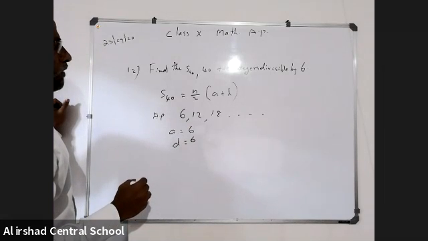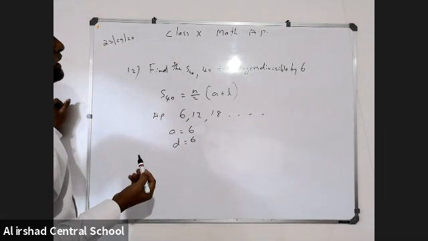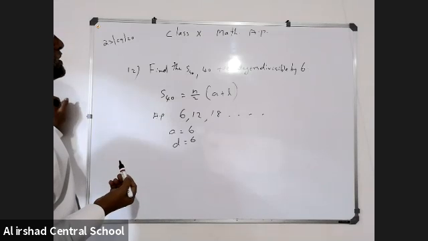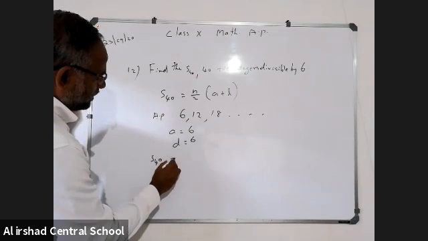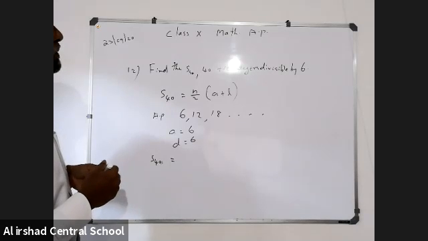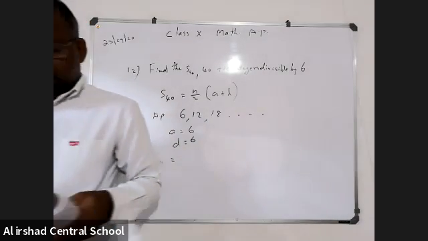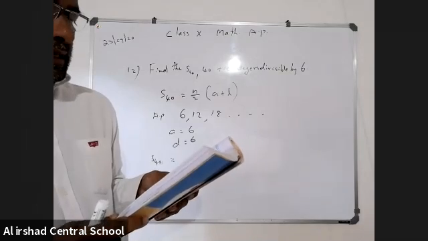Then what we can do? N is how much you got now? N is 40, correct? Now apply the formula. The sum of 40 positive integers, S40. What is the question? Find the sum of first 40 positive integers divisible by 6. Yes, 40 positive integers.